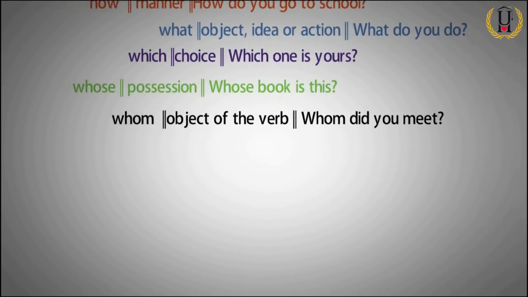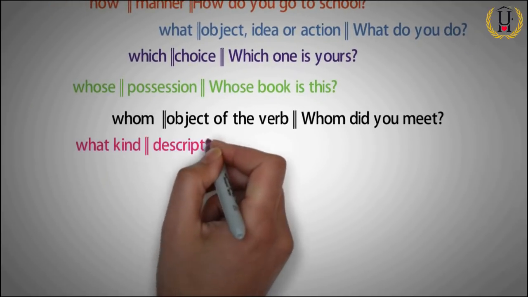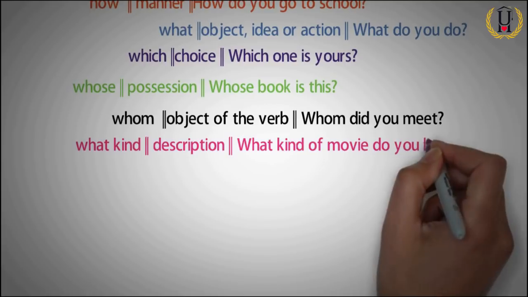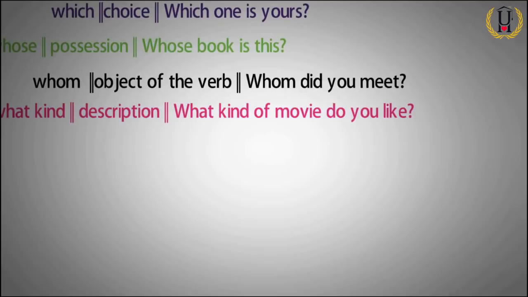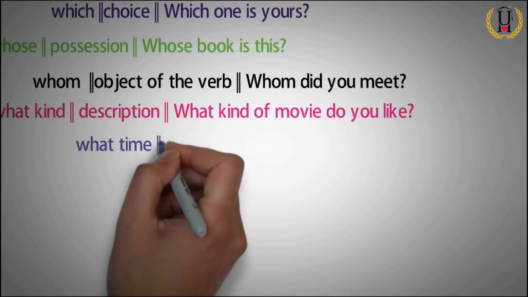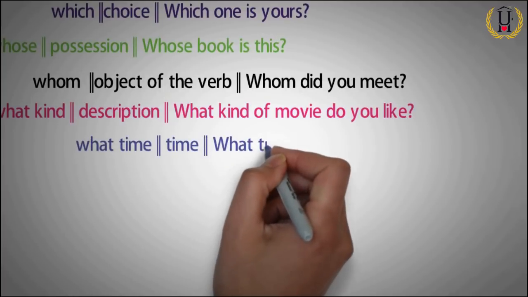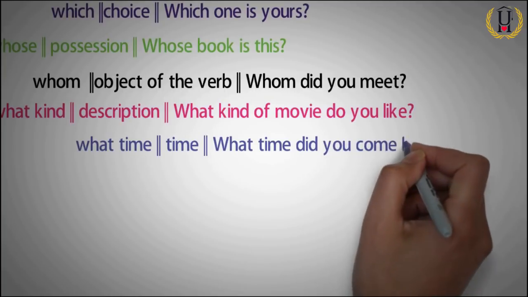The next one is what kind, is used for description. We say what kind of movie do you like? What kind of movie do you like? The next one is what time, is used for time.